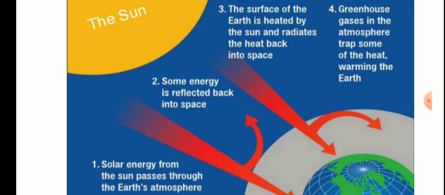So because of the greenhouse gases, the heat is trapped, and because the heat is trapped, the temperature of the Earth is rising, and as the temperature is rising, this leads to global warming, as you all know. Clear? So this diagram is very important. It shows how there is an increase in the amount of heat. First, solar energy from the sun passes through the Earth's atmosphere, then some of the energy is reflected into the space. The surface of the Earth is heated by the sun and radiates the heat back into the space. Greenhouse gases in the atmosphere trap some of the heat, warming the Earth.